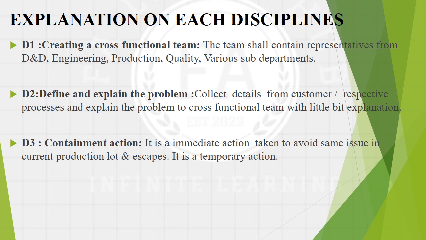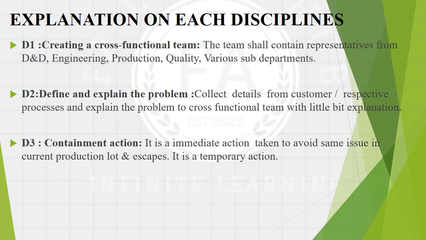So the next step is D3, that is containment action. What is meant by a containment action? It is an immediate action taken to avoid a similar or the same issue in the current production lot. It is a temporary action, it's not a permanent action. We are taking it to avoid this issue in current production. So this action shall include verification of current production lots, whether a similar or the same issue is present on current lots or current production items.